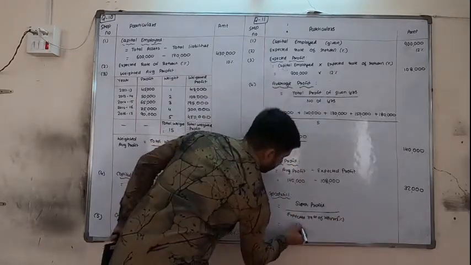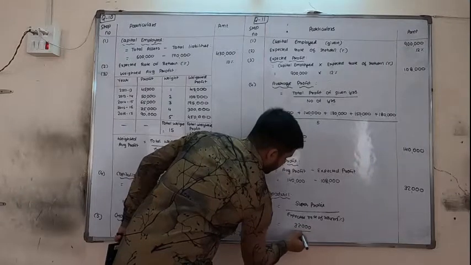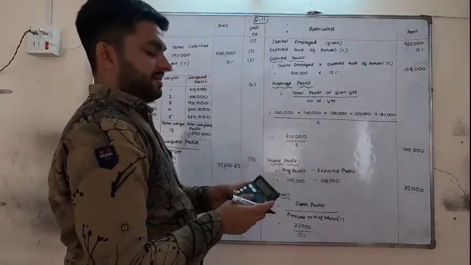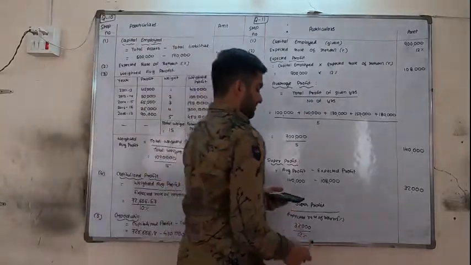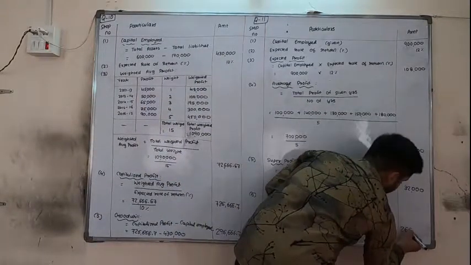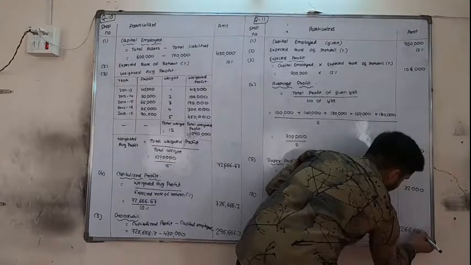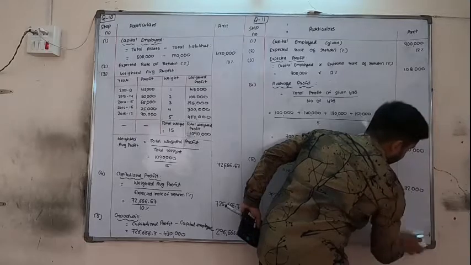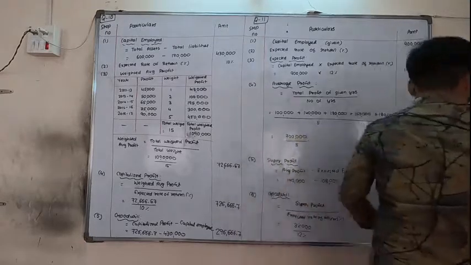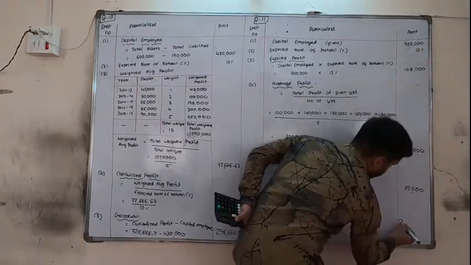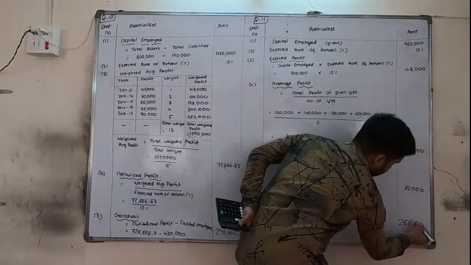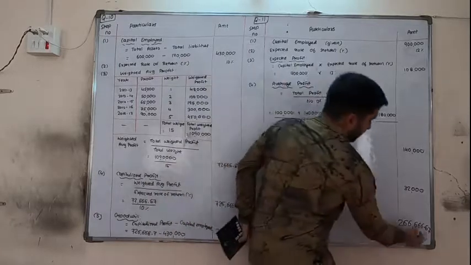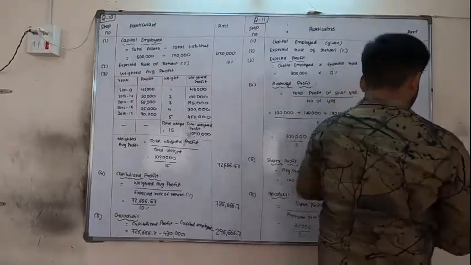So 32,000 divided by 12 in percentage. So 32,000 divided by 12 and press the percentage button. So it is 2,66,666.67. If it is not visible, I will write it again. 2,66,666, okay, 0.67.